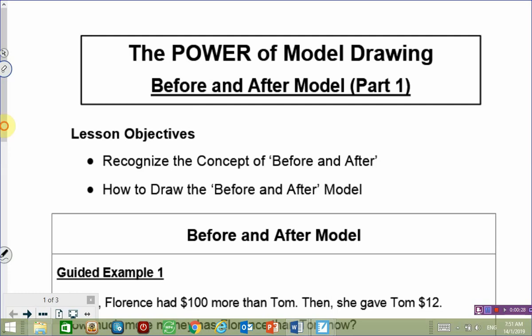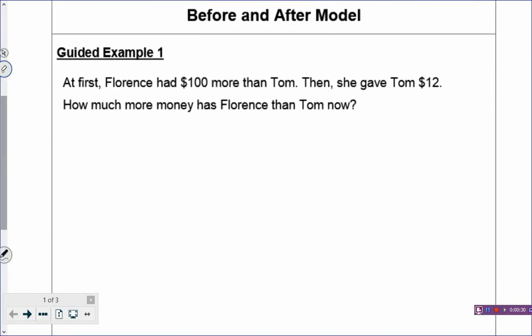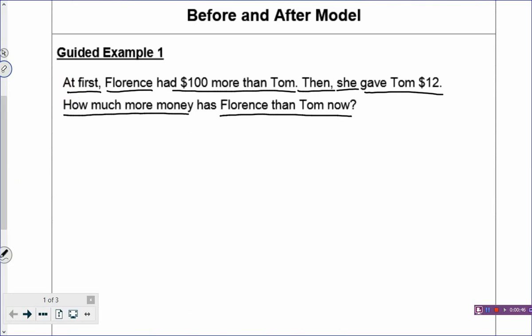Alright, let's look at guided example 1, and let's read the question. Now, at first, Florence had $100 more than Tom, so that is your comparison model, right? Then she gave Tom $12. So somebody is giving to another person. So how much more money has Florence than Tom now?